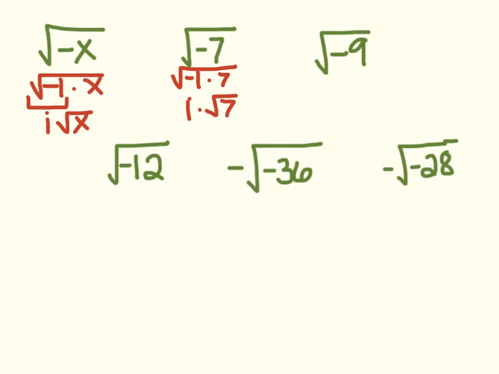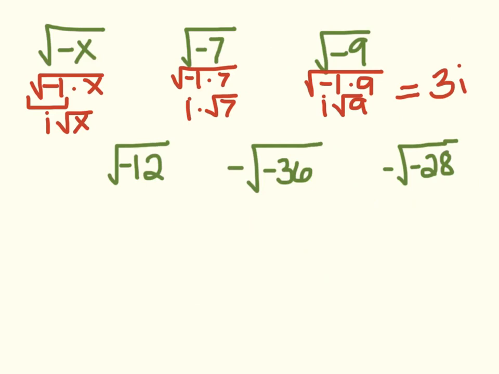If I wanted the square root of negative 9, that's the same thing as the square root of negative 1 times 9, which is i times the square root of 9, but we know the square root of 9, so that's i times 3, and we say 3i.